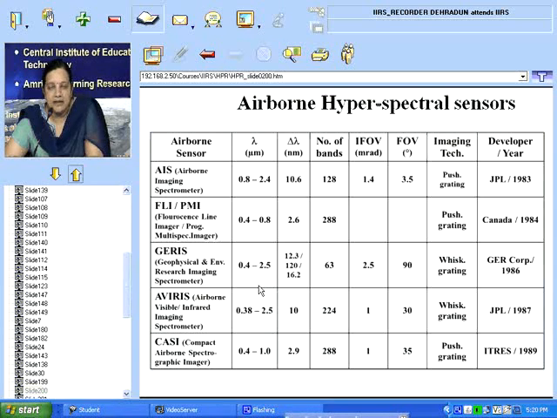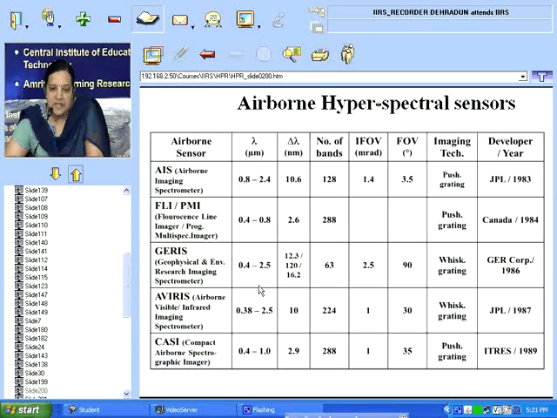Airborne, the more common one, whose data is also available, even if you buy the ENVI software, free sample data is available for you to experiment. This is the Airborne Visible Infrared Imaging Spectrometer in the wavelength range from 0.38 to 2.5 micrometers with a bandwidth of 10 nanometers and 224 bands, which also uses the whisk broom technology of acquisition and a grating instrument for splitting the light into different constituents.